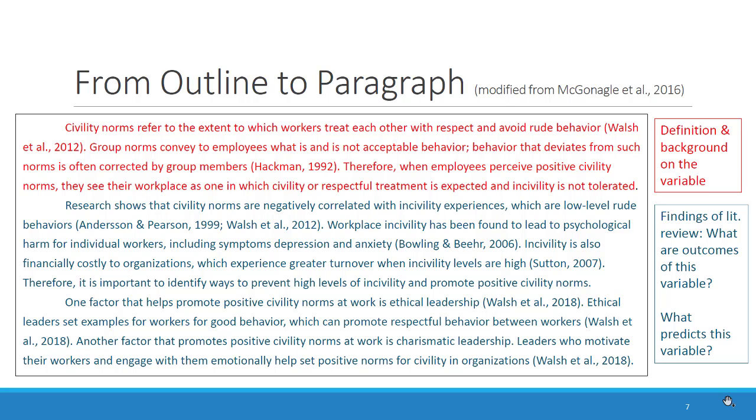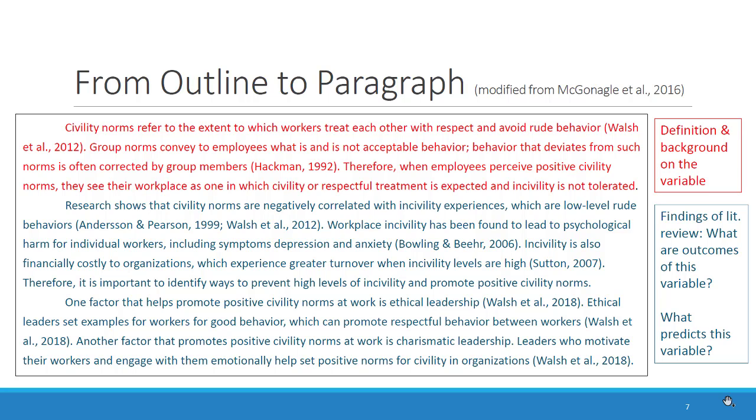Hackman, 1992. Therefore, when employees perceive positive civility norms, they see their workplace as one in which civility or respectful treatment is expected and incivility is not tolerated. So that third sentence there basically summarizes and applies what I said in the previous two sentences to explain it to the reader. Now notice that I had 3 sentences there, so that is actually a full paragraph. Oftentimes paragraphs are longer than 3 sentences, but as a minimum, each of your paragraphs should include 3 sentences.